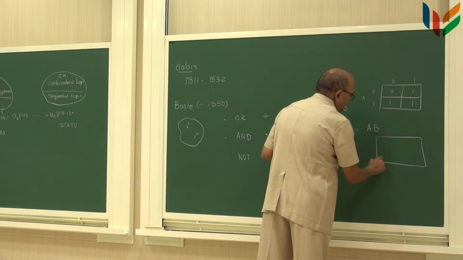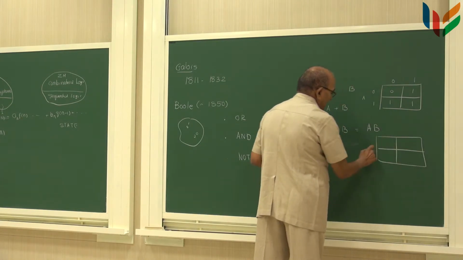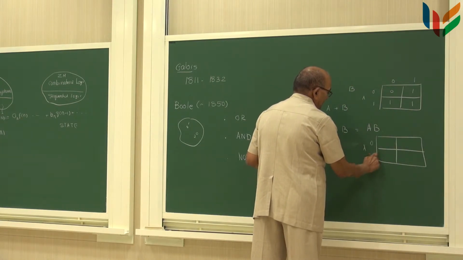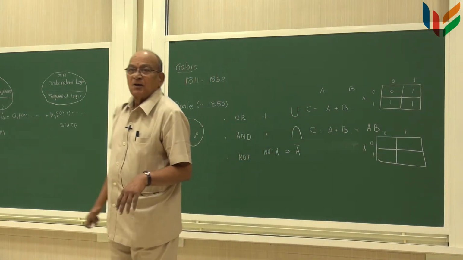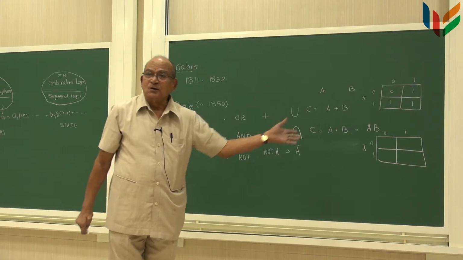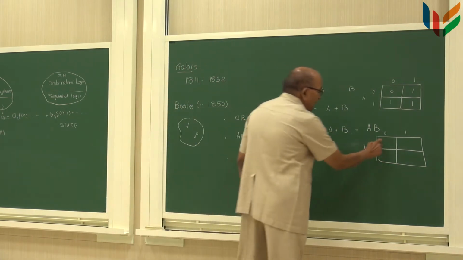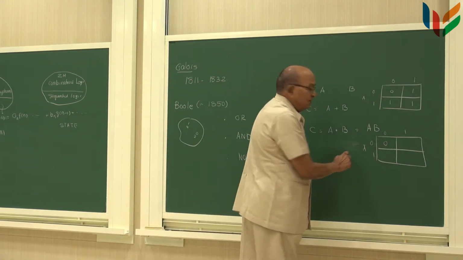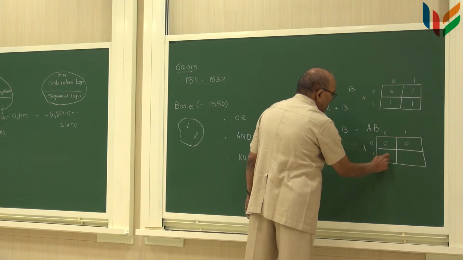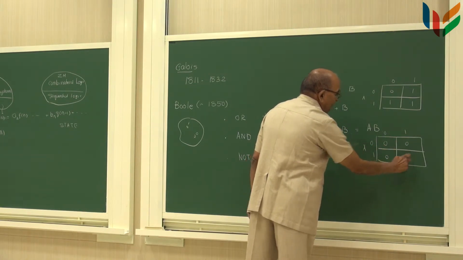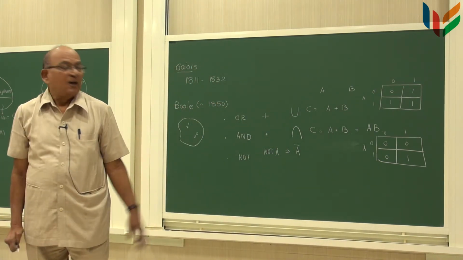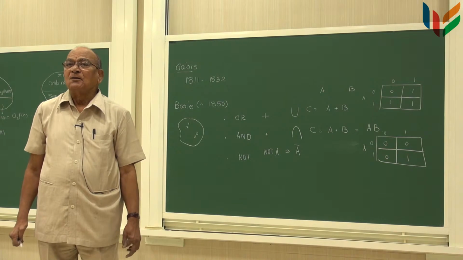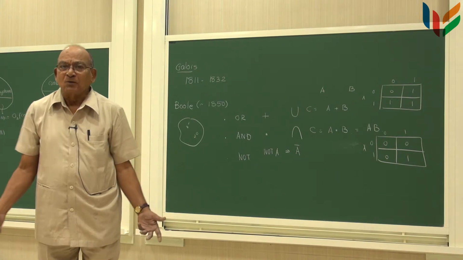Similarly, for this, I am sure you know what this is. 0 into 0 is 0, 0 into 1 is 0, 1 into 0 is 0, 1 into 1 is 1, right? And what are such tables called? Truth table, right?